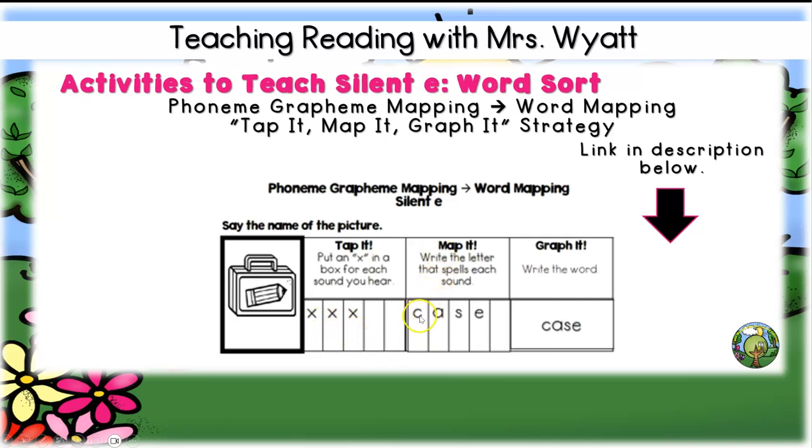And then they're going to map it, so they're going to write those letters that spell these sounds. So k, a, s. So C, A, S. And then you're going to have that conversation about, because this says A, they know they need the silent E there.